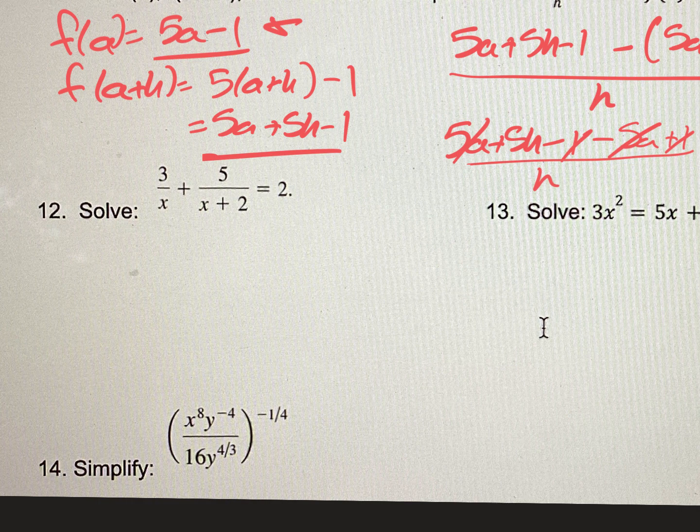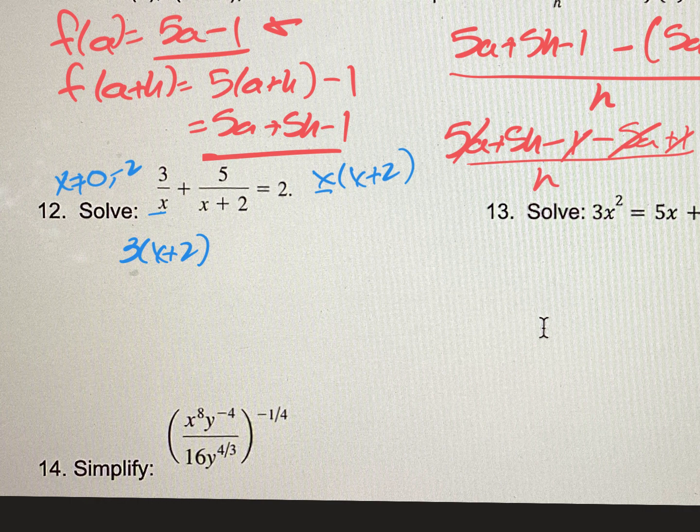Number 3. First of all, tell what x cannot equal. X cannot equal 0 or -2, because that would make the denominator 0. Then we're going to multiply everything by the LCD, which is x and x plus 2. My first term, the x's would cancel. That would leave a 3 times x plus 2. My second term, the x plus 2's would cancel. That would leave a 5 and an x.